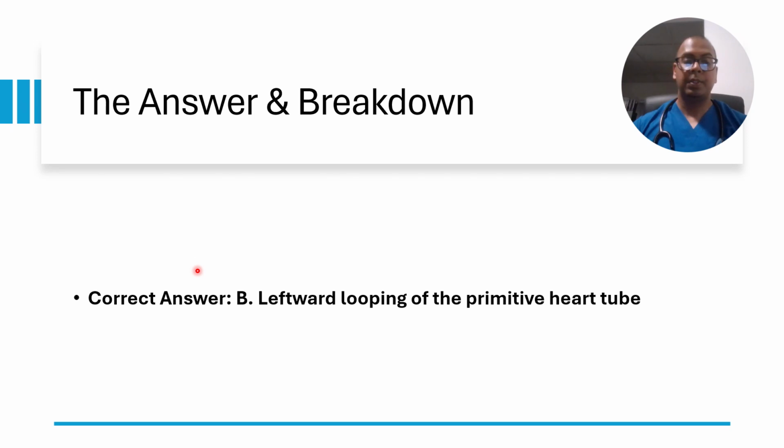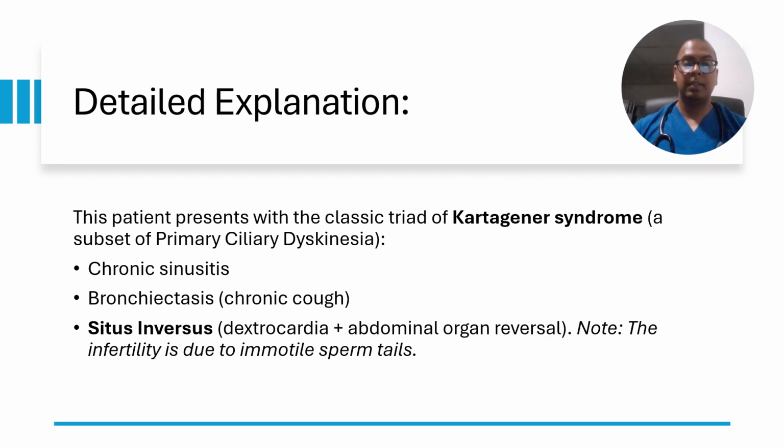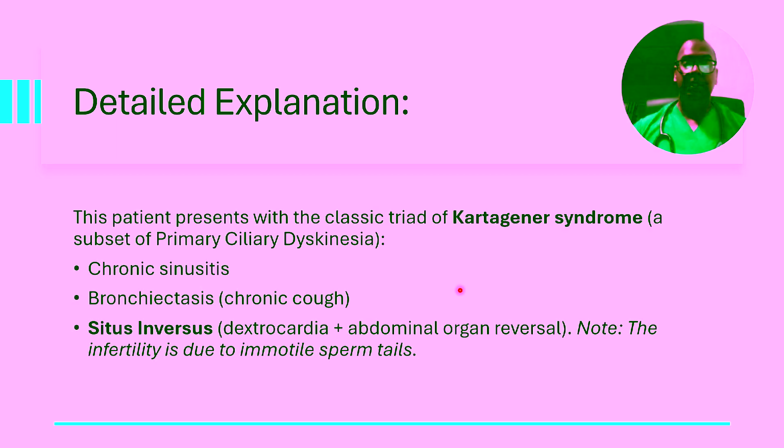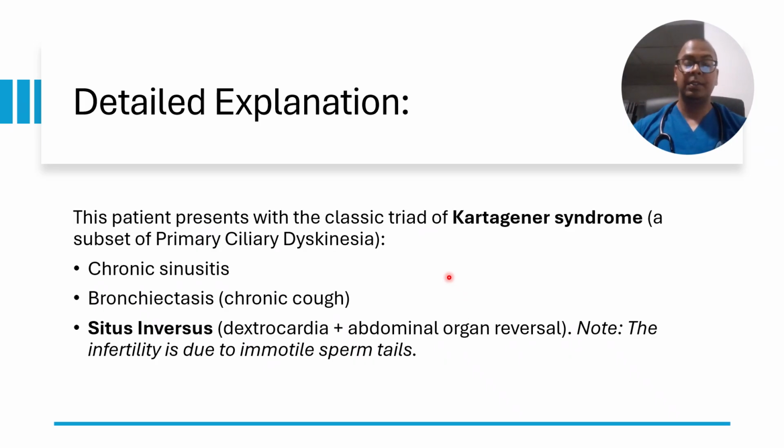All right, so the correct answer is B, leftward looping of the primitive heart tube. So if you chose that answer, you're correct. And if you thought the diagnosis was Kartagener syndrome, then you're also correct. All right, so let's have a look at what Kartagener syndrome is. This patient in the vignette presented with the classic triad of Kartagener syndrome. This is a subset of primary ciliary dyskinesia.